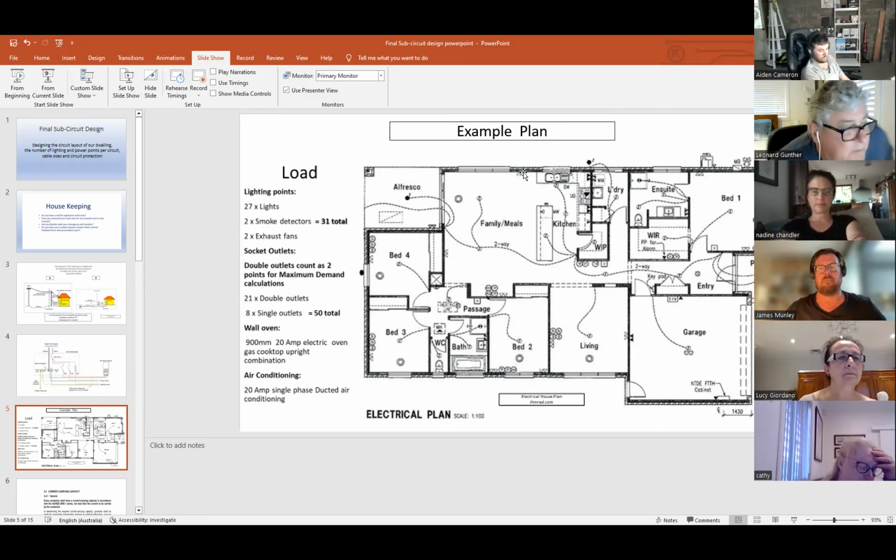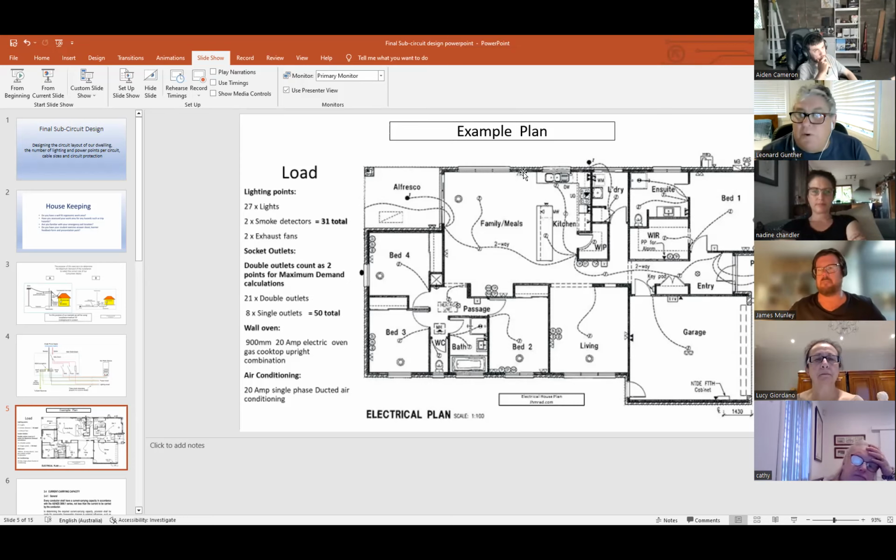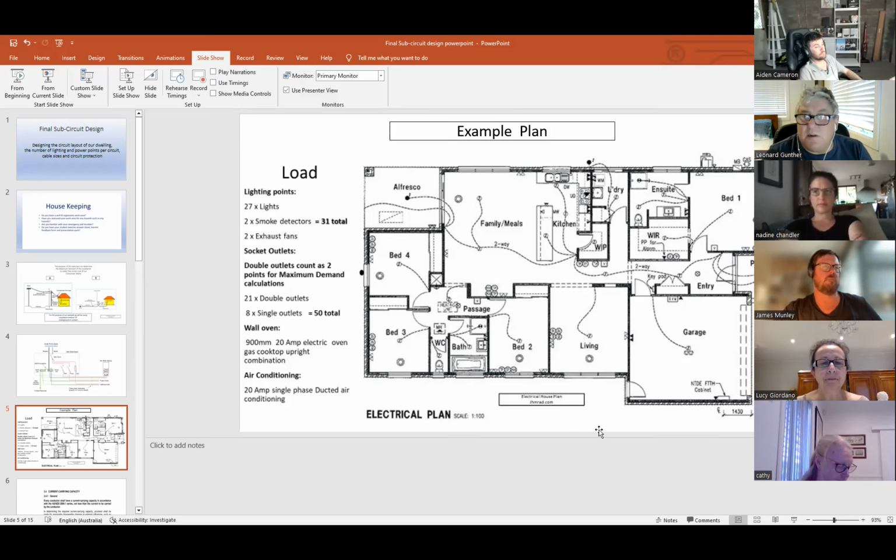Okay, is everybody on board with all that? Yes, that's great. Thank you. So we can see all our little triangles, all our little lighting points. I know it's a little bit hard to see. Can you all see that plan clearly?